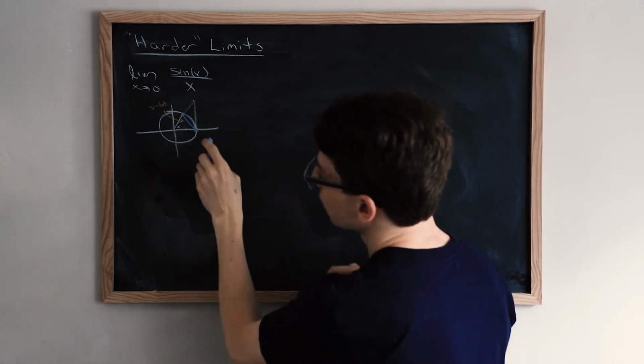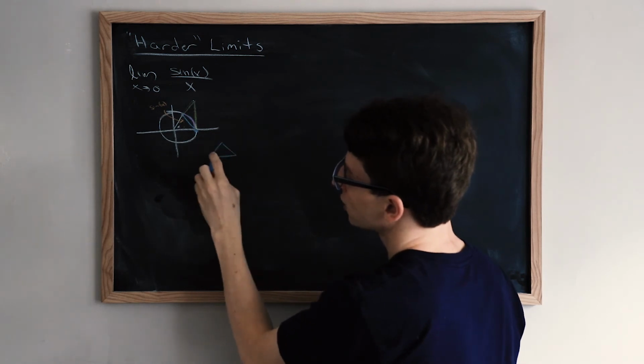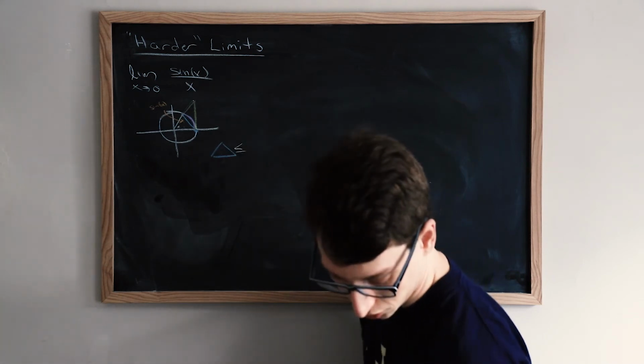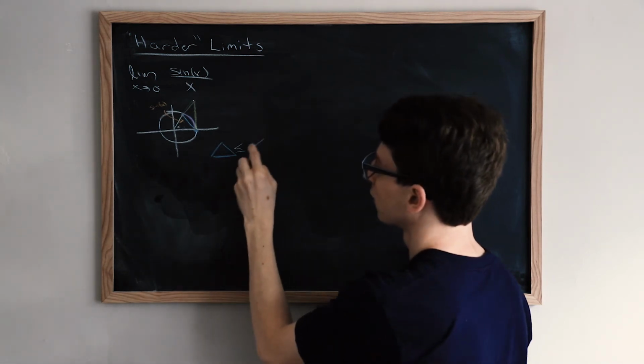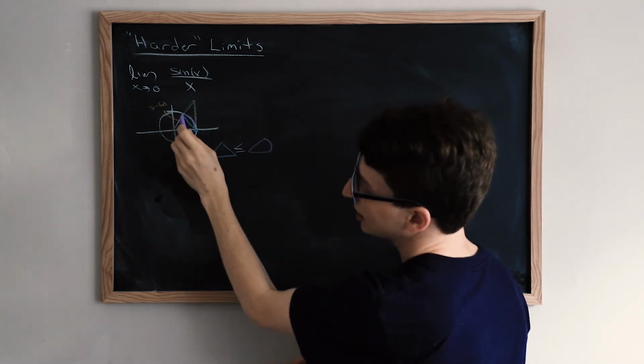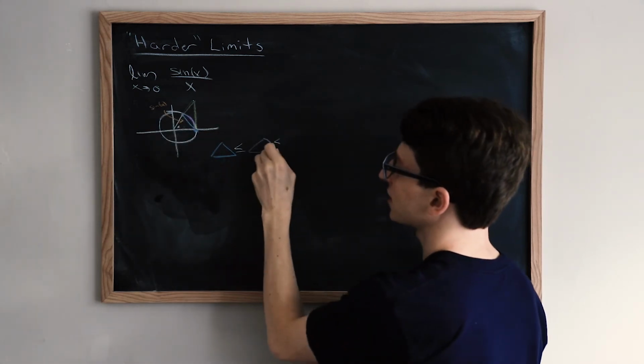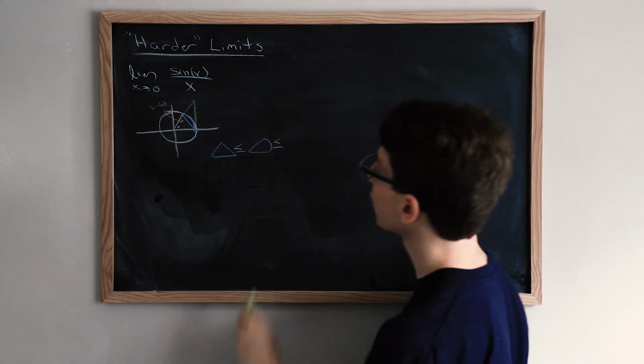And we can see that this blue triangle is always going to be less than or equal to this purple sector, because there's this extra little area right here, which is always going to be less than or equal to this bigger green triangle.